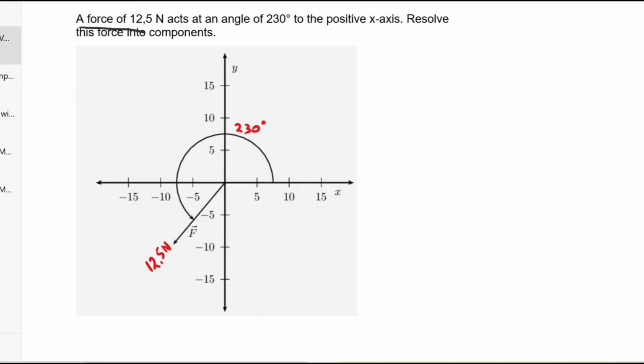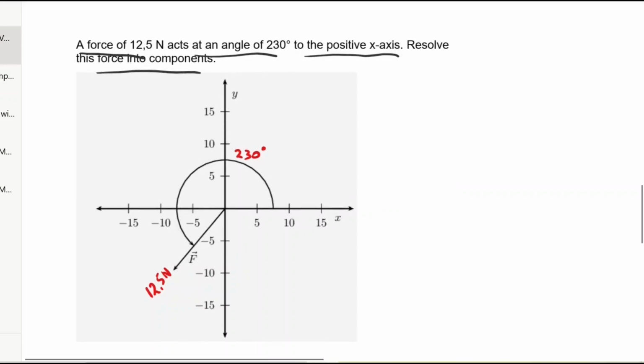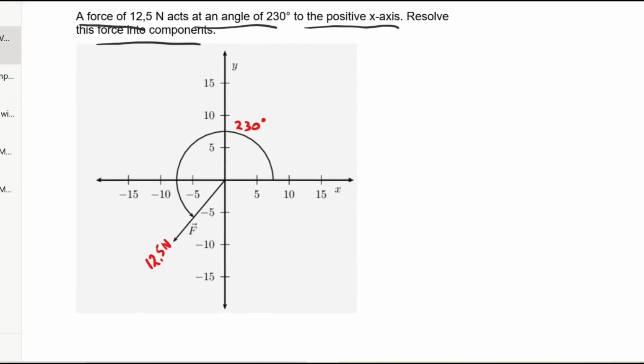A force of 12,5 Newton acts at an angle of 230 degrees to the positive x-axis. Resolve this force into components. Here's a diagram given here. The 230 degree angle is not an acute angle, not between the horizontal and the force itself. Therefore, before I can substitute into the equations I gave you, I need to find the size of this angle here. Now, this is 180 degrees, okay, plus this angle here.